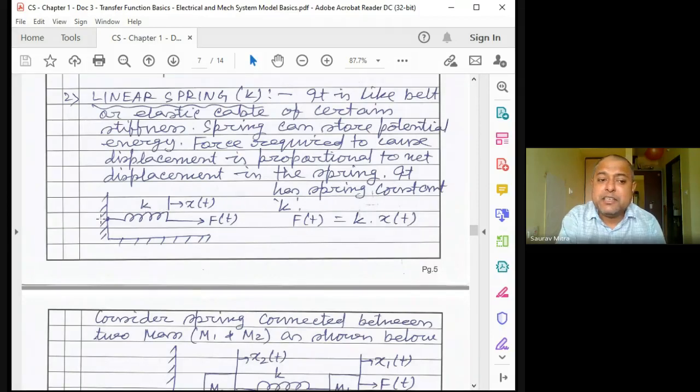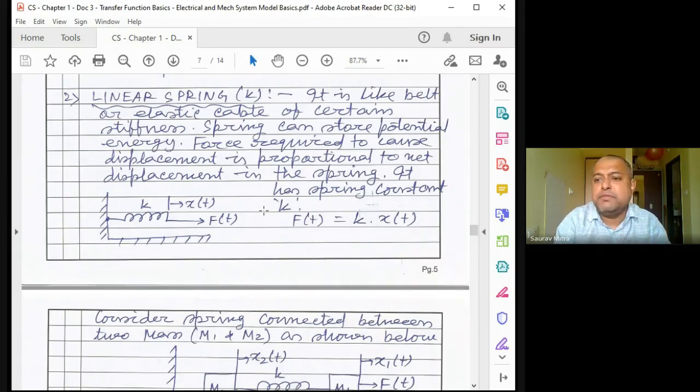This is the spring. One end is connected to the unmoving wall. The other end is pulled by force F(t). So this spring will get elongated. Whatever this point is, it will get elongated, and that elongation is called the displacement. So F(t) is equal to K into x(t).